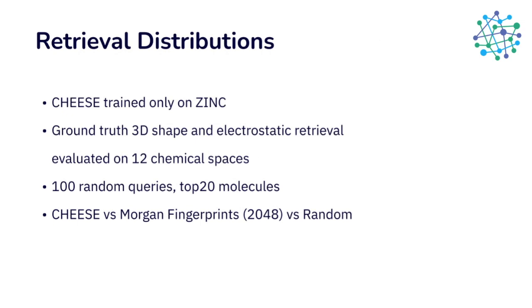Let's now talk about some benchmarks and evaluations we have done. The first kind of sanity check is retrieval distribution evaluation, which consists of repeatedly searching using CHEESE, then computing the ground truth 3D shape and electrostatic similarities, and evaluating this across chemical spaces to see how well it generalizes. In this benchmark, we compare CHEESE just with Morgan fingerprints and random.